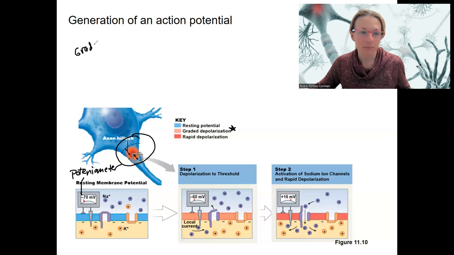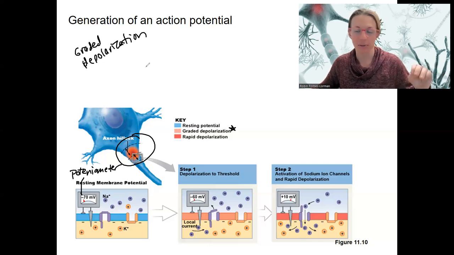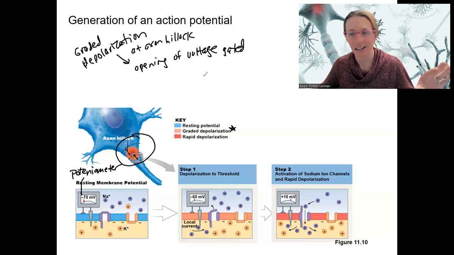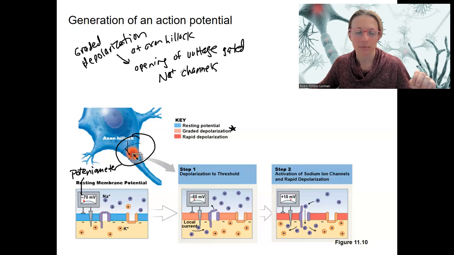Let's do a graded depolarization. Let's start with that. That could be anywhere on the cell. If we reach sufficient depolarization at the axon hillock, we are going to have the opening of voltage-gated sodium channels. Prior to this, we were opening chemically gated, ligand gated. The opening of voltage-gated sodium channels is going to do what?